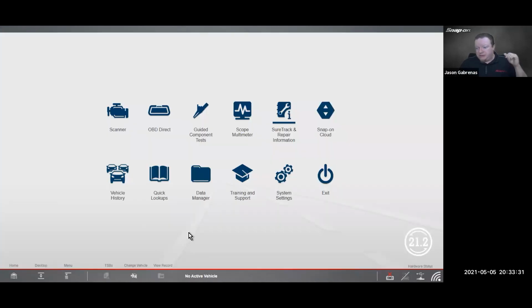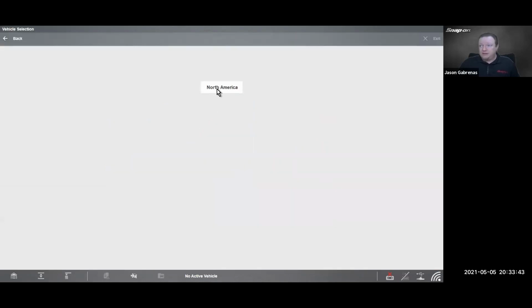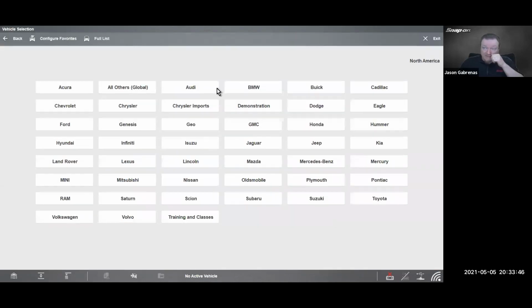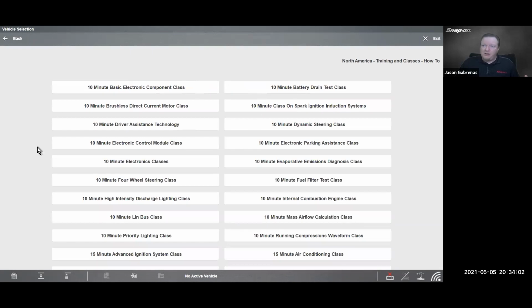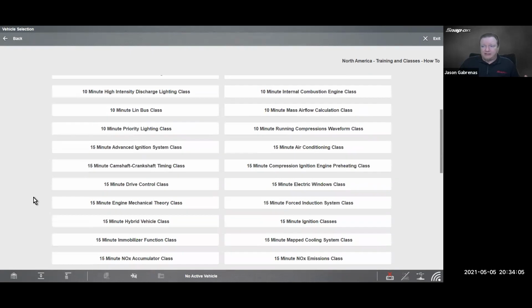Now, if you have a Snap-on tool with a scope in it, so that'd be a Zeus, a Verus, Modus, a Triton, or a Vantage, or a Verdict, any of those, we have built-in guided component tests. So this is the easiest way to go in and look at anything on a car, really, any component that you can test. But also included with this is going to be training and classes. So with this, if I forget everything that I said today, I could still go into how-to. And there are 65 categories of class.